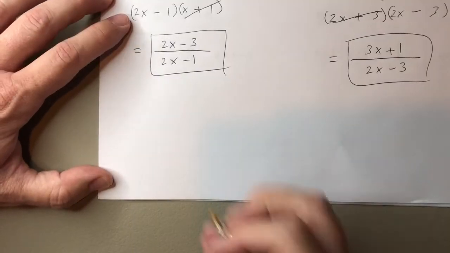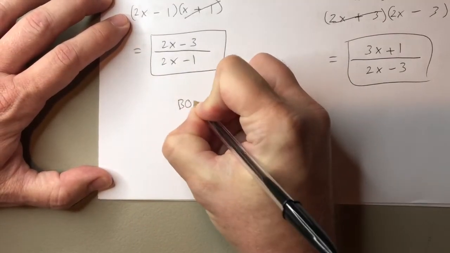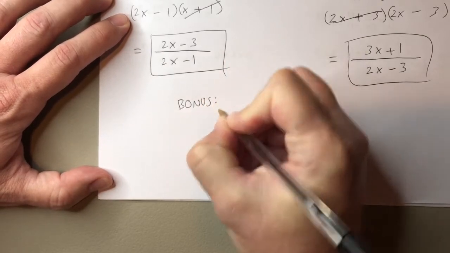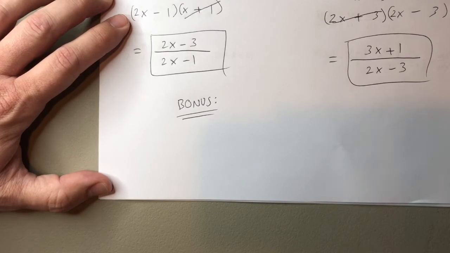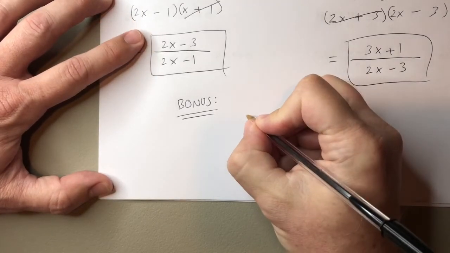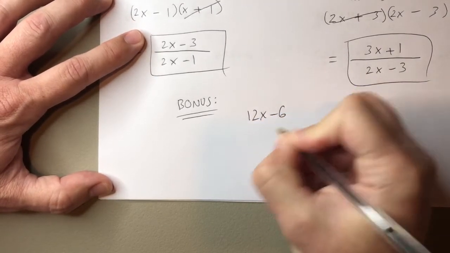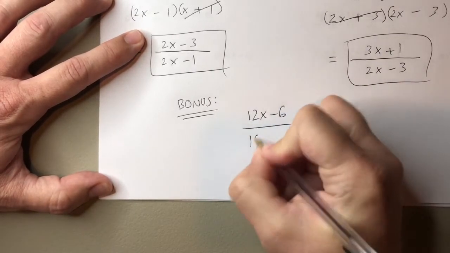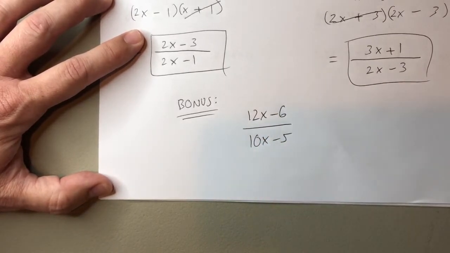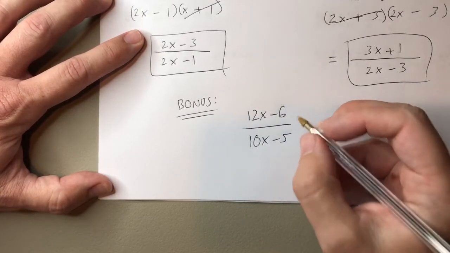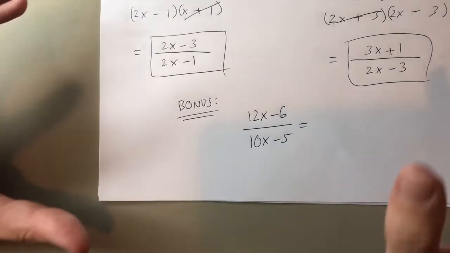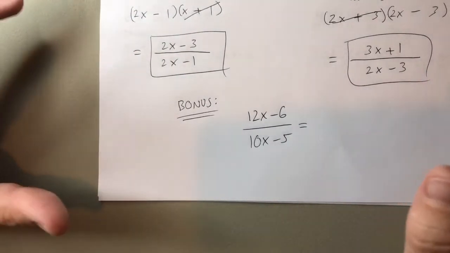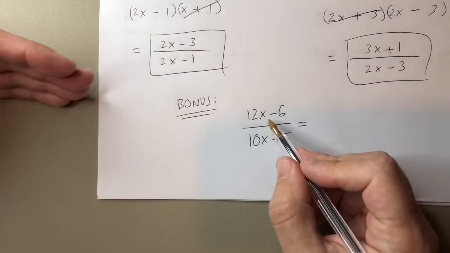Let's add one more to the mix. Let's do a bonus problem. Still looking at this concept of simplifying a single rational expression. So what if I gave you 12x minus 6 on top all over 10x minus 5? Is this completely simplified? No, it is not. Again, what are we always trying to do here? We're trying to see if we can factor the top and the bottom.